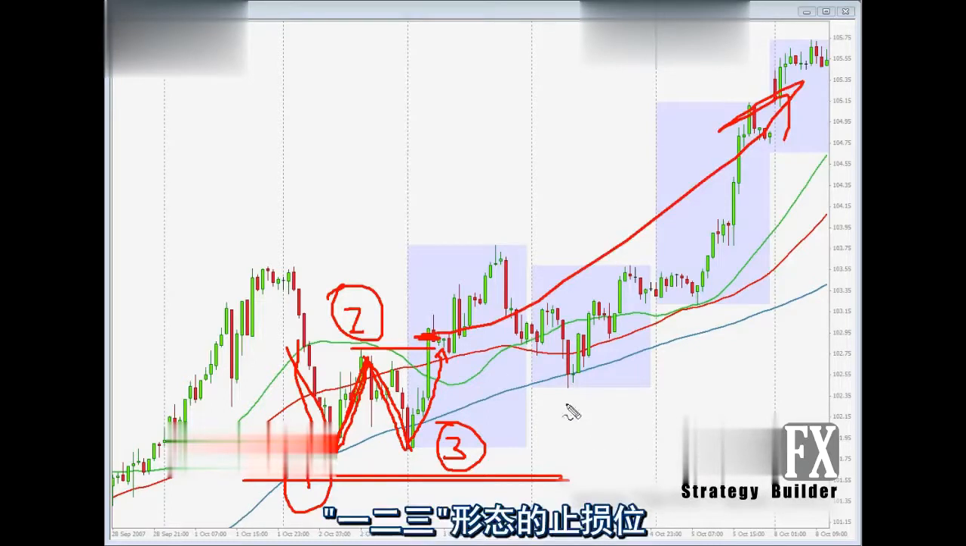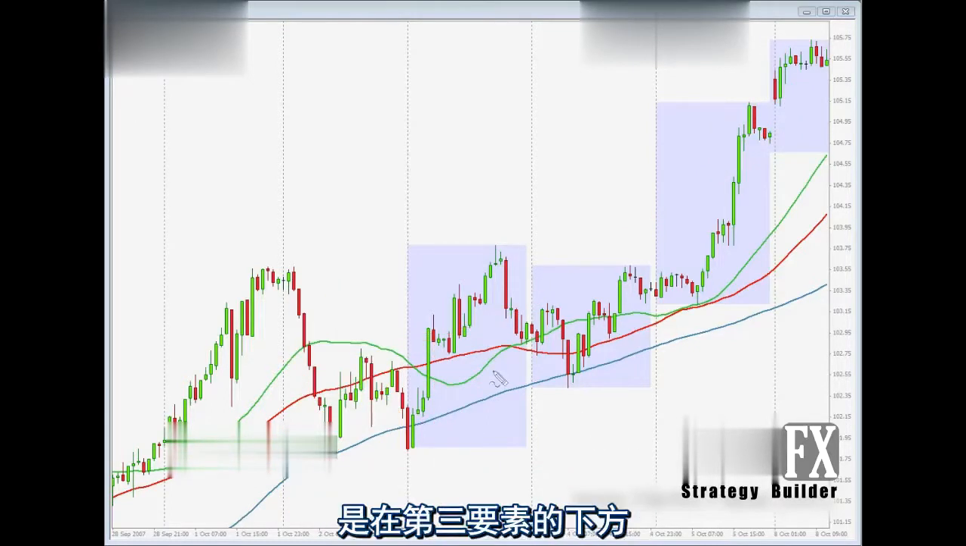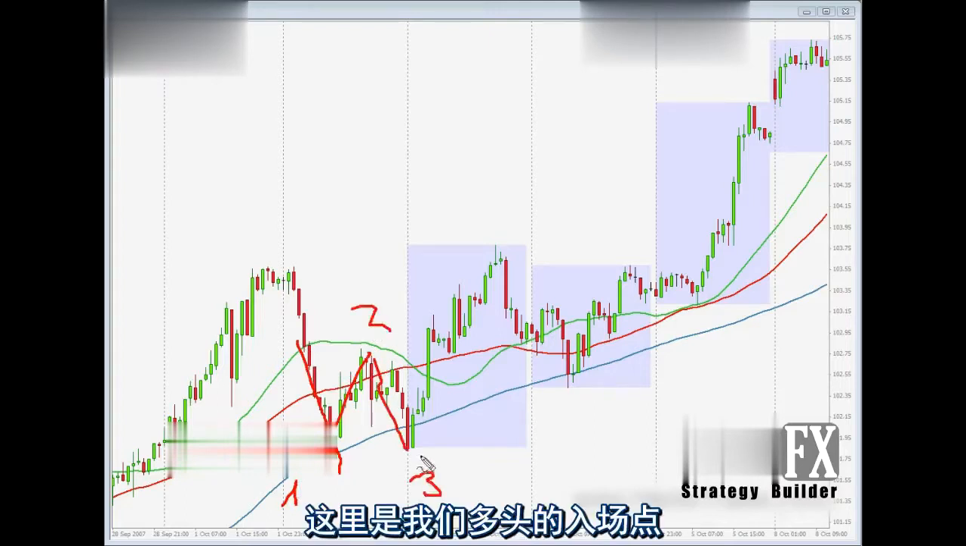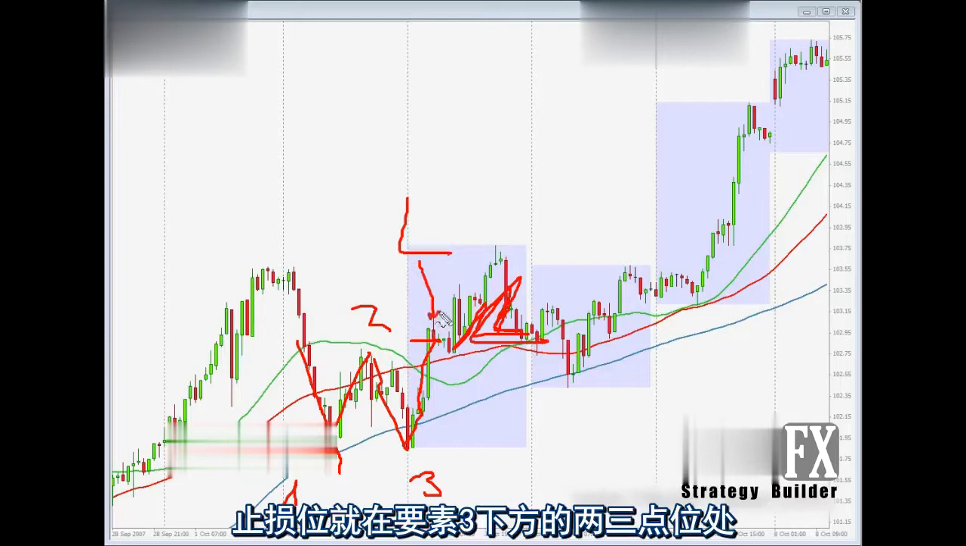The stop loss on a 1-2-3 formation is below the low of the last attack. We have aspect number 1, aspect number 2, aspect number 3. As we take out the high, that's our long entry. That's terribly drawn. Anyway, long entry right there. The stop loss is 2-3 pips right below the aspect number 3. That's our stop loss.